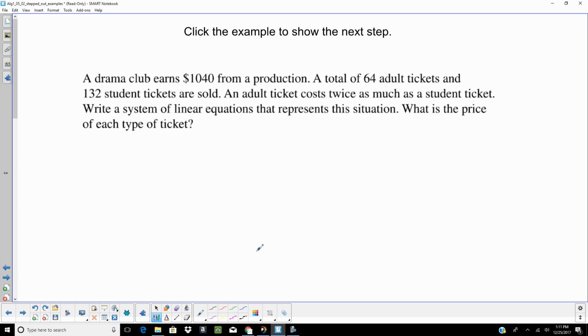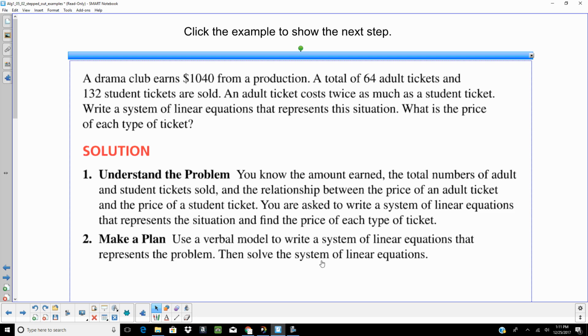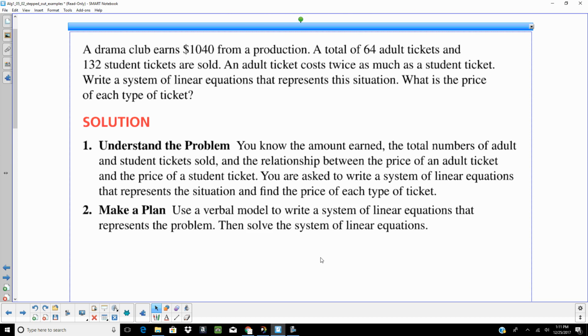Let's go ahead and do a word problem. A drama club earns $1,040 from a production. 64 adults and 132 student tickets are sold. An adult ticket costs twice as much as a student ticket. So we want to write a system of linear equations that represent this situation, and then we want to find the price of each one. So we've got two things that we're looking for: adult and student ticket prices. So my plan is I'm going to get a system of equations and then solve.